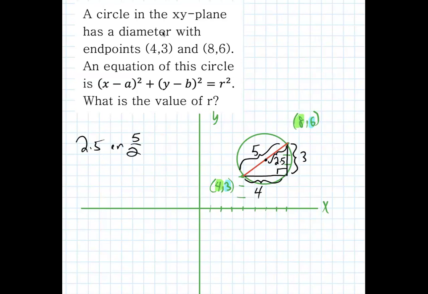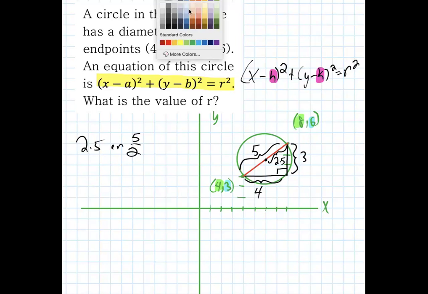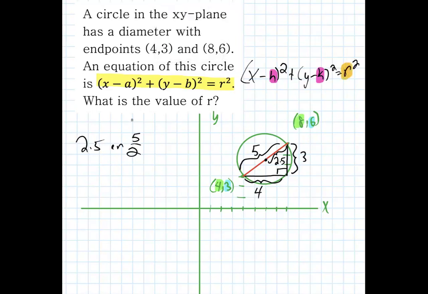Now, why do we need r? Because this right here is the format of the equation of the circle: (x minus h) squared plus (y minus k) squared equals r squared. And so anything in that format tells us that what we have in these two spots would be the center, and what we have in this other spot here is the radius. So we're being asked for r, which is the radius, and we figured it out on the picture. It has a length of 2.5, and that's our answer.